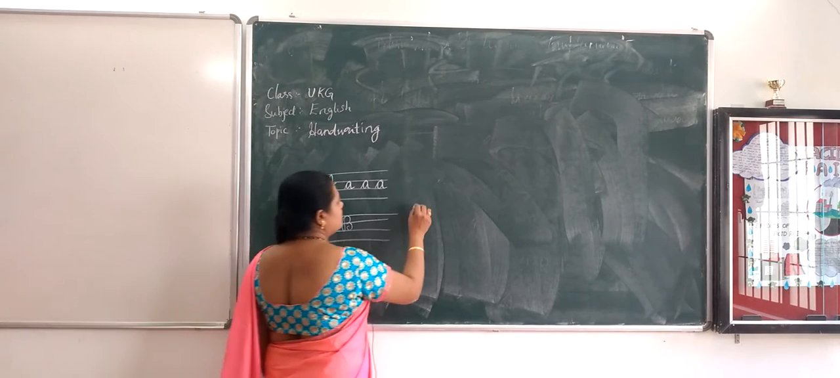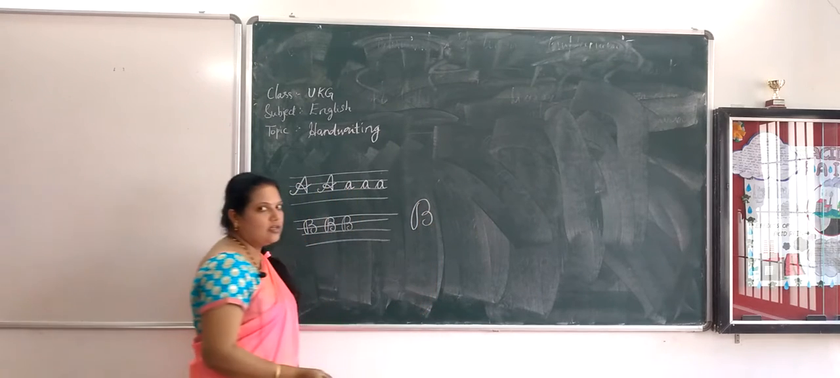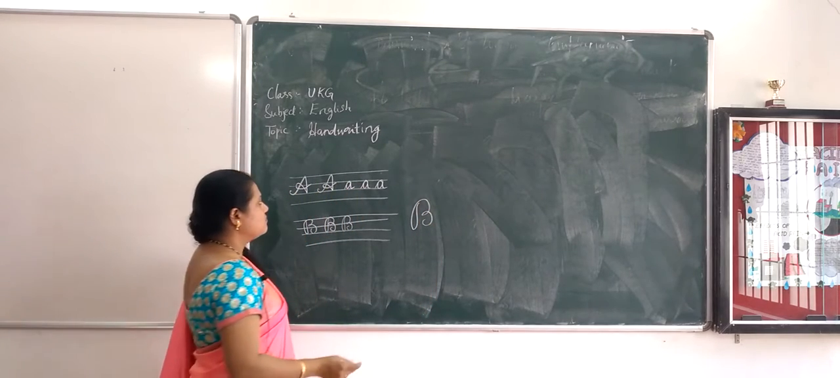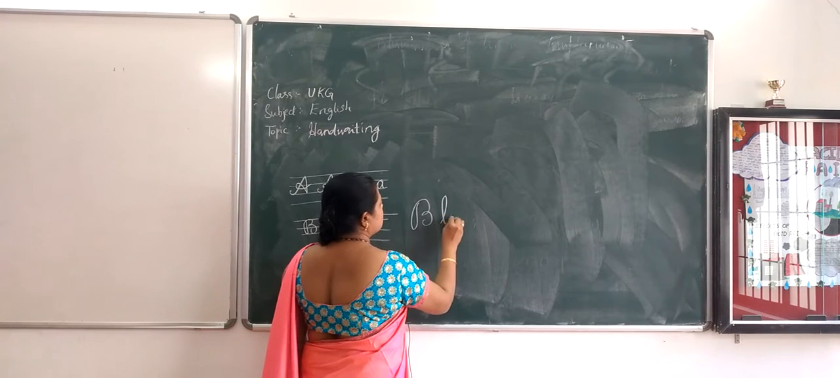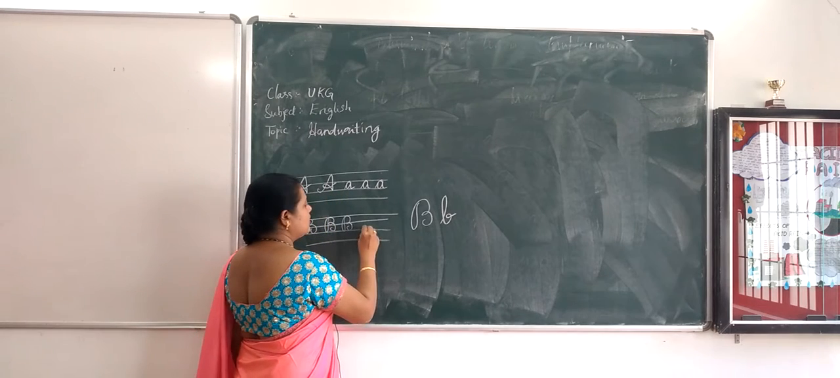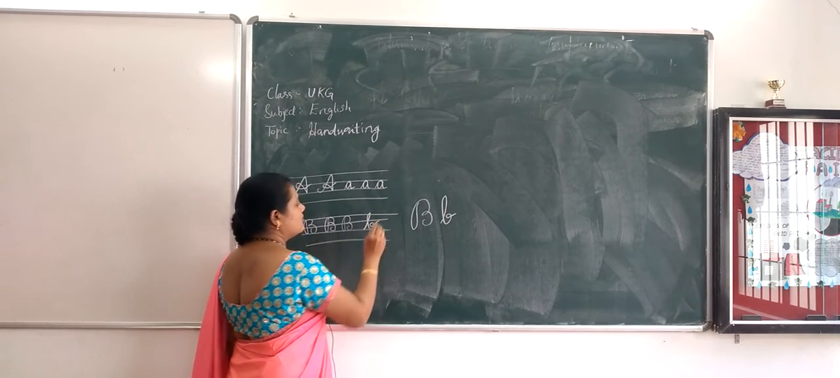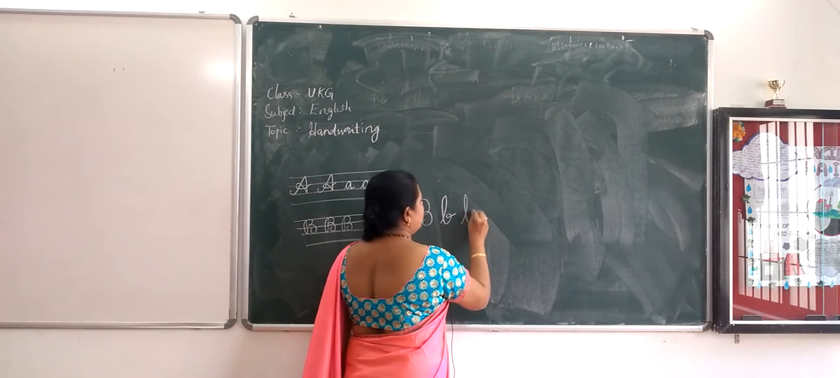Shall I write big now? See? Capital B. Okay. How is a small b? See? This is how you write b. I will show it in 3 lines. See? This is how you write b. Okay.